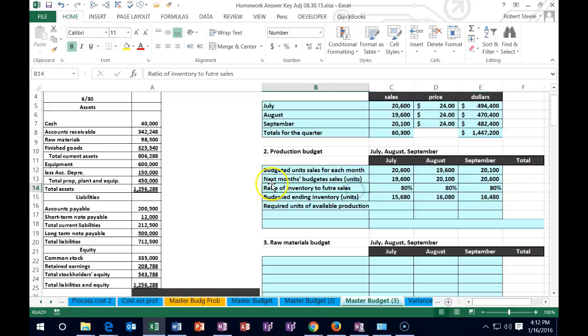Okay, so now we've just entered some labels here. So we have the ratio, we have the budget ending inventory in units. Remember, we're talking about units as opposed to dollars. Got to keep that in mind as we go through this. And then we'll add this up.